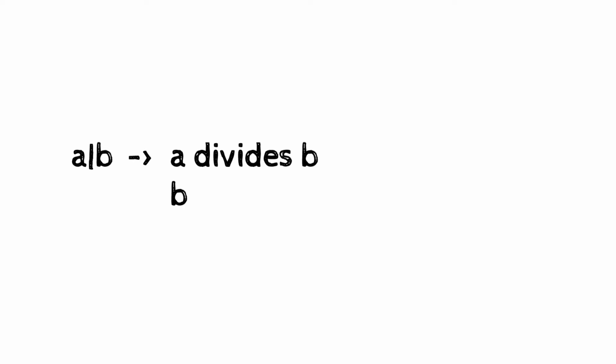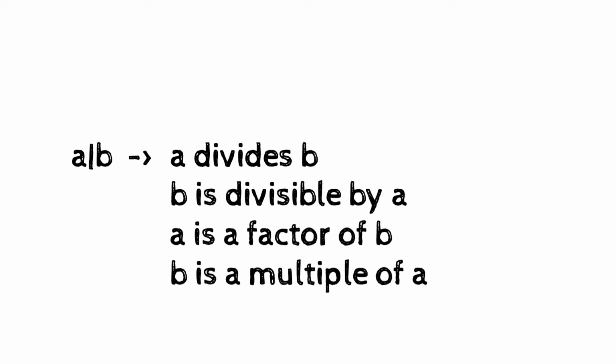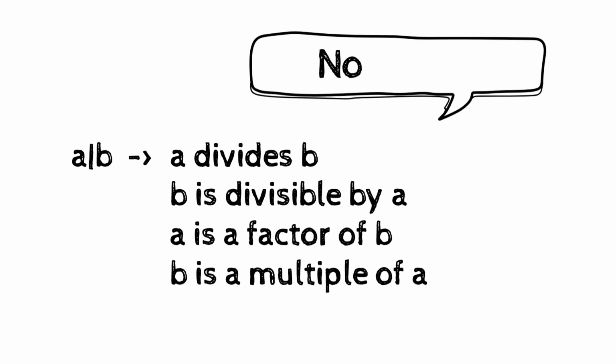The notation of divisibility is A divides B. We can read it as A divides B, or B is divisible by A, or A is a factor of B, or B is a multiple of A.